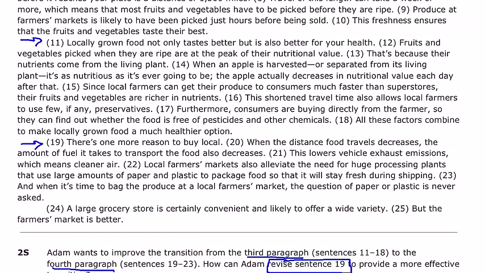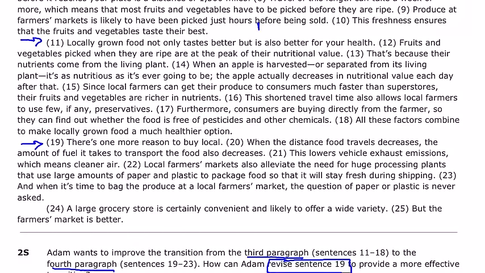Since local farmers can get their produce to consumers much faster than superstores, their fruits and vegetables are richer in nutrients. This shortened travel time also allows local farmers to use few, if any, preservatives. Furthermore, consumers are buying directly from the farmer, so they can find out whether the food is free of pesticides and other chemicals. All these factors combine to make locally grown food a much healthier option.